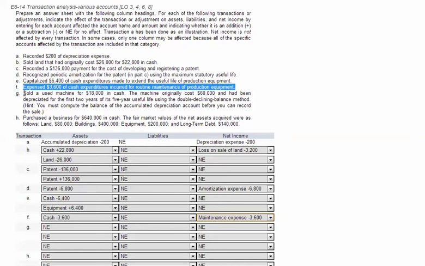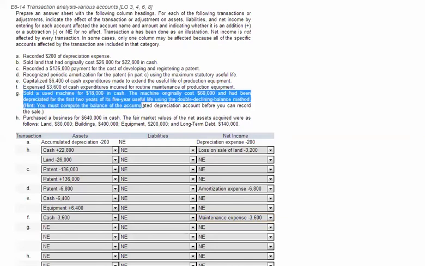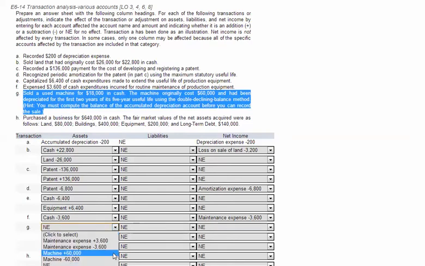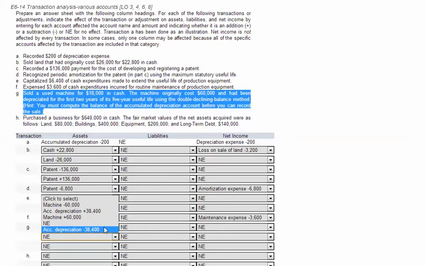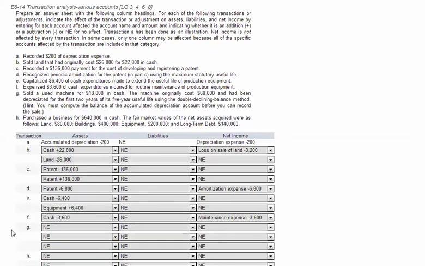Almost done here. G, sold a used machine for $18,000 cash. The machine originally cost $60,000 and had been depreciated for the first 2 years of its useful life using the double declining balance method. It says you must compute the balance of accumulated depreciation before you can record the sale. Well, I'm just going to peek here to see if it gave us the accumulated depreciation, which they do, $38,400. So you really don't have to calculate it.